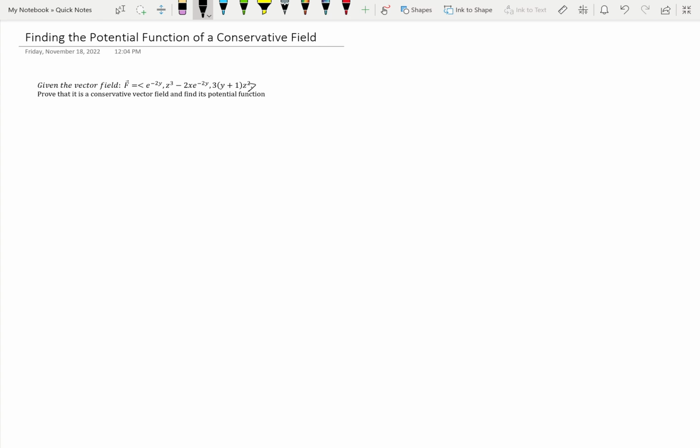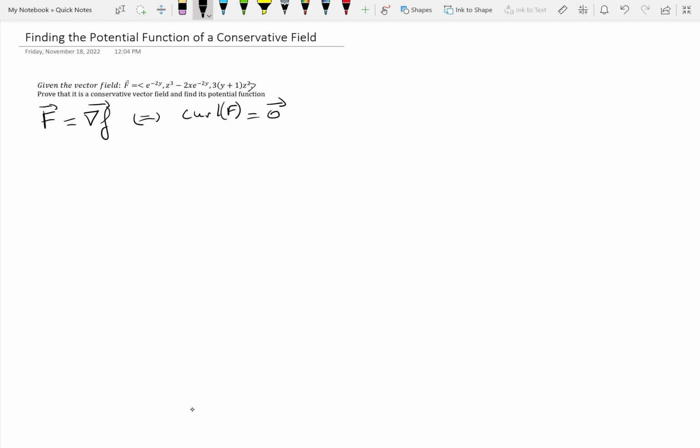So when you're dealing with a three-dimensional vector field, to prove that it is a conservative vector field, meaning that it is the gradient of a function f, which in that case is called the potential function, it means that the curl of f is zero. It is irrotational. That means that it's the zero vector.